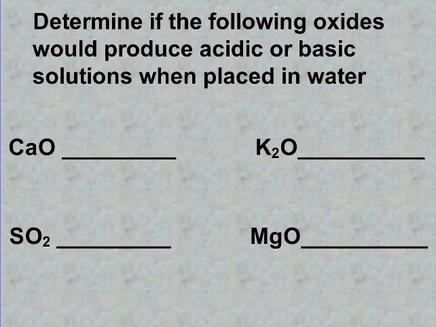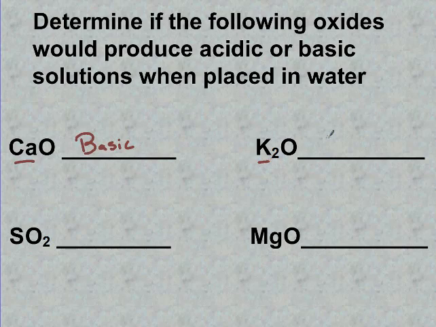So go ahead and pause the video and determine if the following oxides would produce acidic or basic solutions when placed in water. Restart when you're done. For the first one, that was a metal, so it should have been basic. This next one is a metal, so it should be basic. The third one is a nonmetal, so it should have been acidic. And the last one is a metal, so it should have been basic.